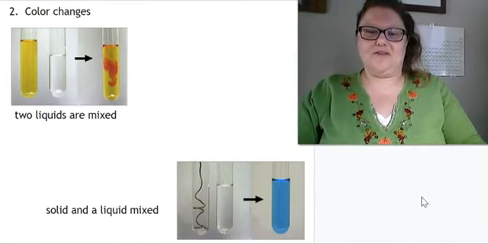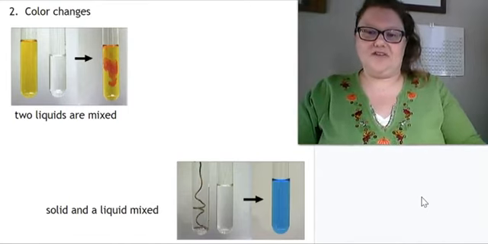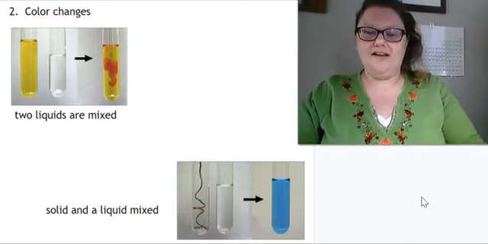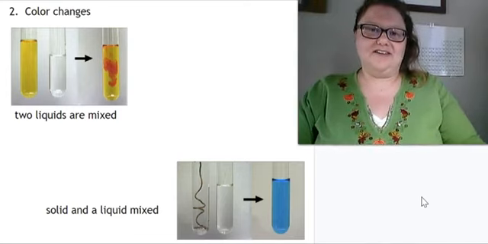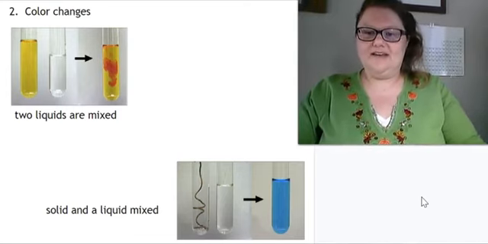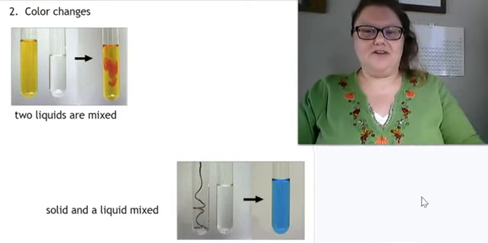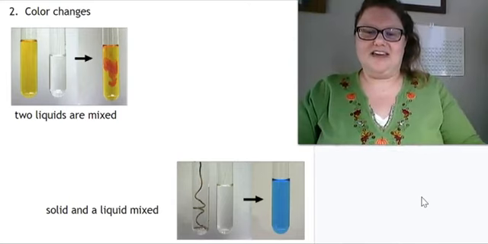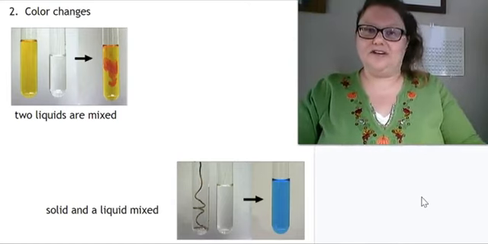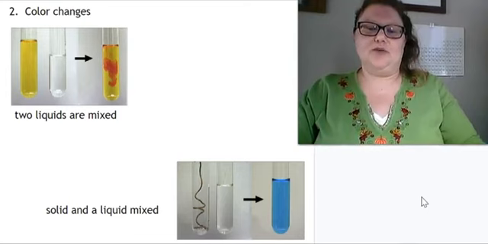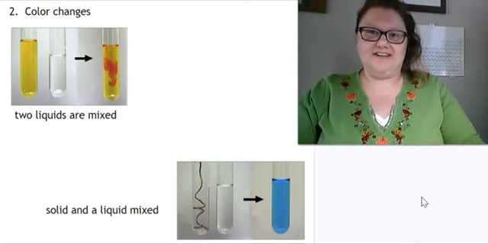A second example is on the bottom, and in this case, we have a solid in the form of a wire that we're going to add to a clear liquid. The wire ends up dissolving and becoming part of a new solution that has the characteristic of a blue color. So that is another type of color change.